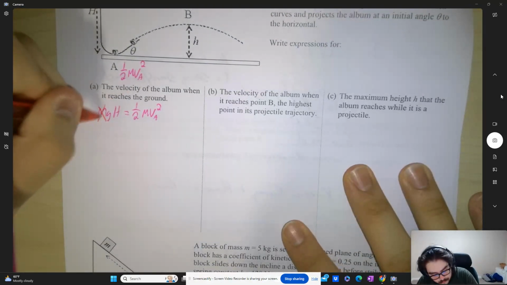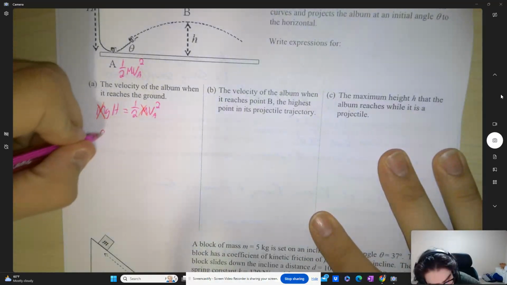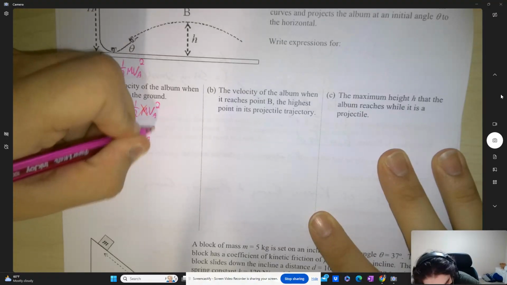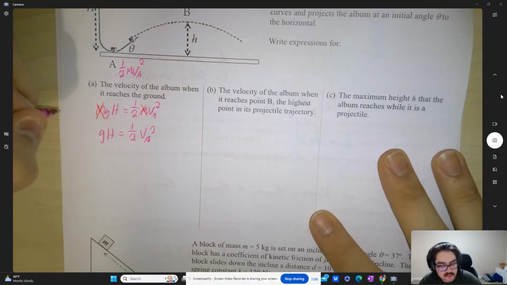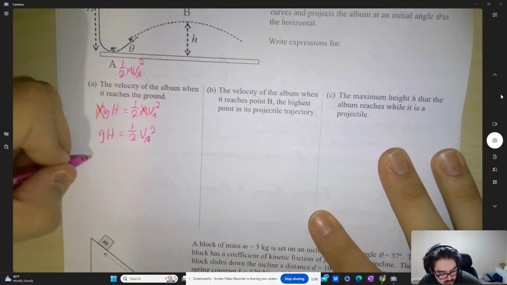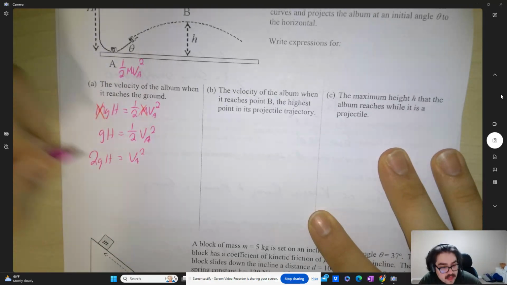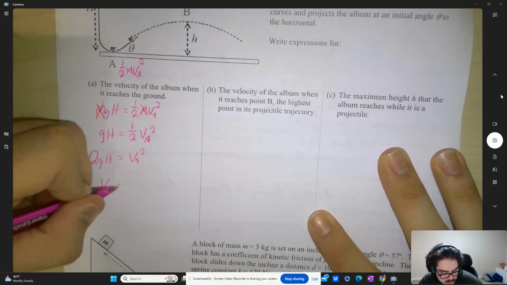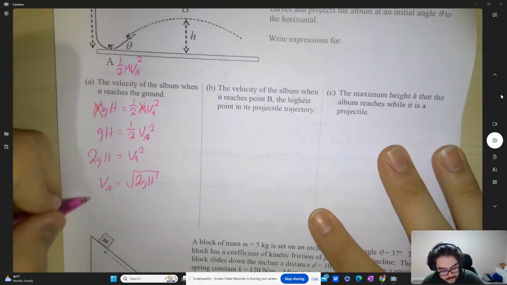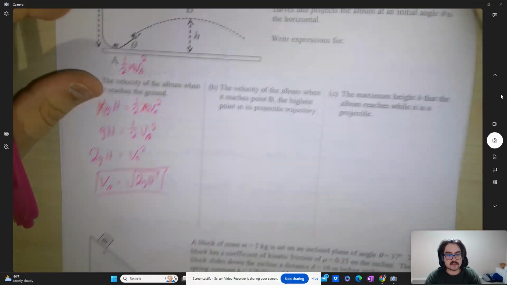What you should notice is that the mass doesn't even matter in the grand scheme of things, because it's in both terms. So we get gH equals 1/2 v_A squared. To get the rest of the way, you multiply by 2 on both sides to get 2gH equals v_A squared, and then you can square root to get v_A equals root 2gH. So there's your velocity at point A. That's how fast it's going when it hits the ground.